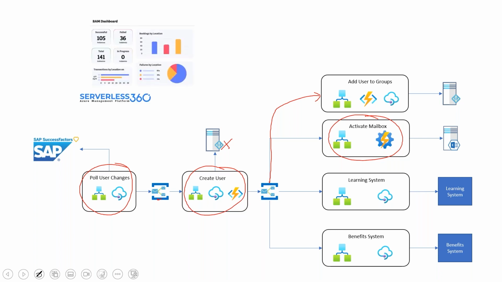So this is where Serverless 360 kicks in. So what we can do here is we can implement BAM in our solution. So we have BAM events going from these micro interfaces where they basically say, I've received a message, I'm doing this with it, I've updated my system, everything's good. Or they may say there was a problem, here's the details about the error.